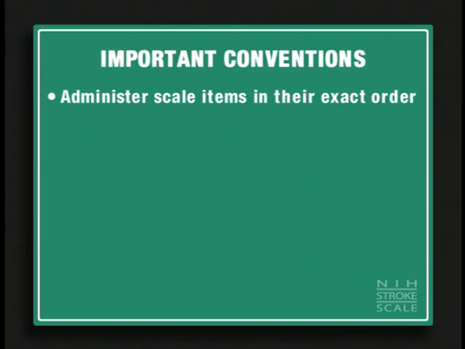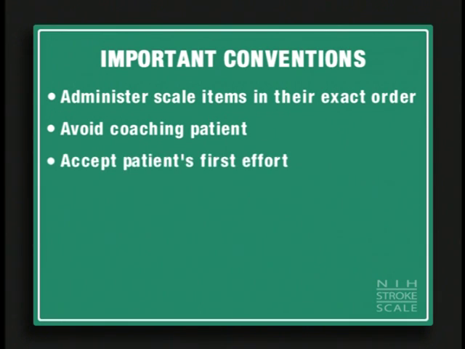Each scale item is judged independently from the previous items. There are some exceptions, and we'll highlight those as we go. Now, here are some important conventions used to assure the excellent reproducibility of the NIH stroke scale. Administer the scale items in their exact order. Avoid coaching the patient, even though this may be counter to usual clinical practice of trying to elicit the best performance. Accept the patient's first effort.